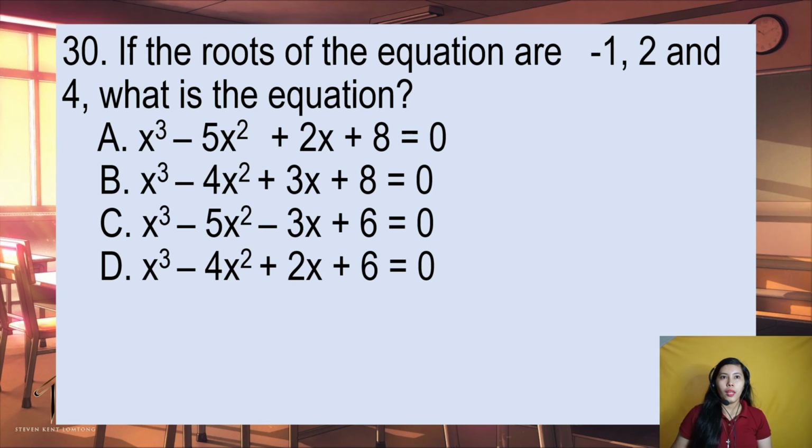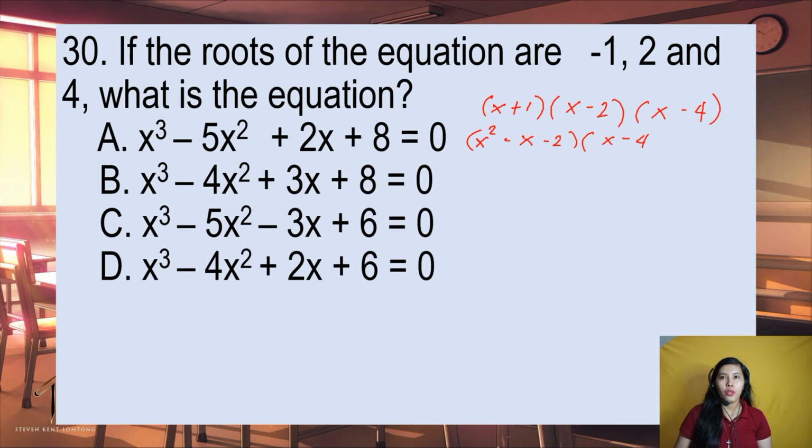Next, we have the roots of the equation are negative 1, 2, and 4. So what is the equation? So factors or roots of equation natin, x minus negative 1, that's x plus 1. Then x minus 2 and x minus 4. So let's just multiply these terms. Just FOIL method, we have x squared, 1 times x, x minus 2x, negative x. 1 times negative 2 is negative 2. Then multiplied by x minus 4.